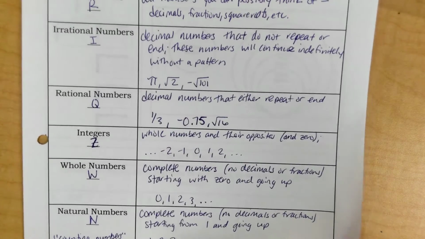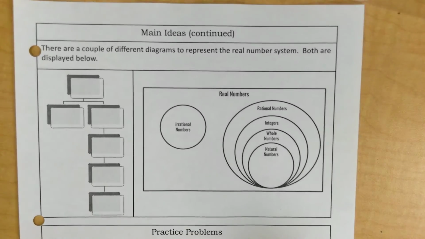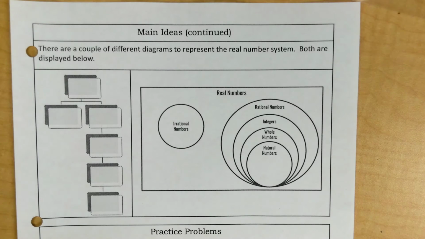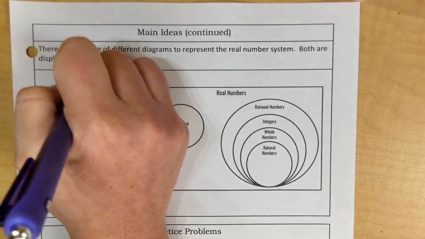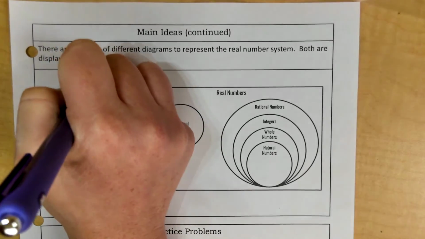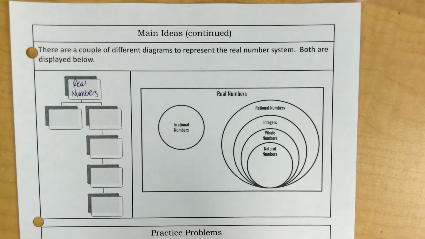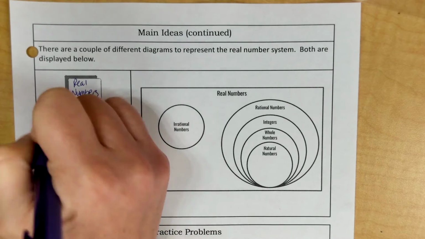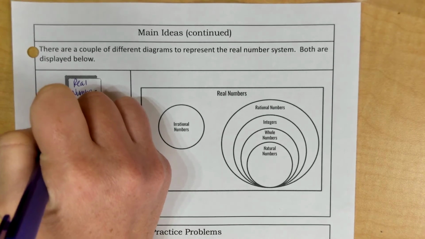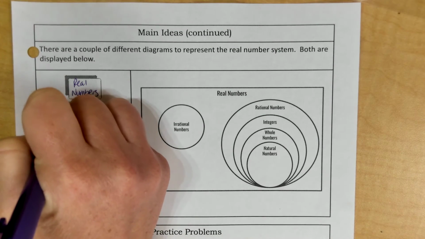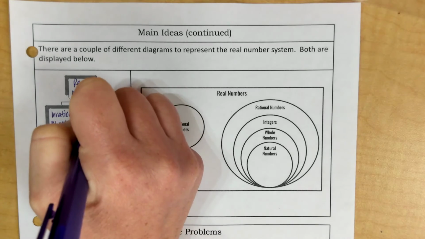So if you look, here's what I'm talking about when I say that numbers are related. So there's a couple of different diagrams that we use to represent the real number system. They mean the same thing, but some people visually need to see it in a different way, so I offer both of those to you. So first off, real numbers are all encompassing. If it's a number, it falls into the real number category. And then that is broken into two separate categories. You have irrational numbers and you have rational numbers.